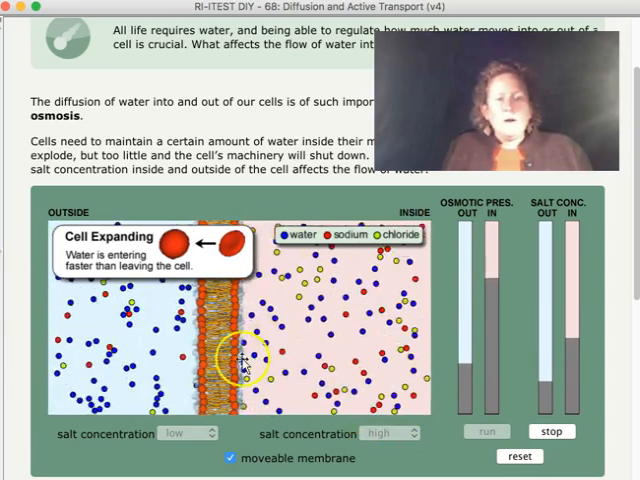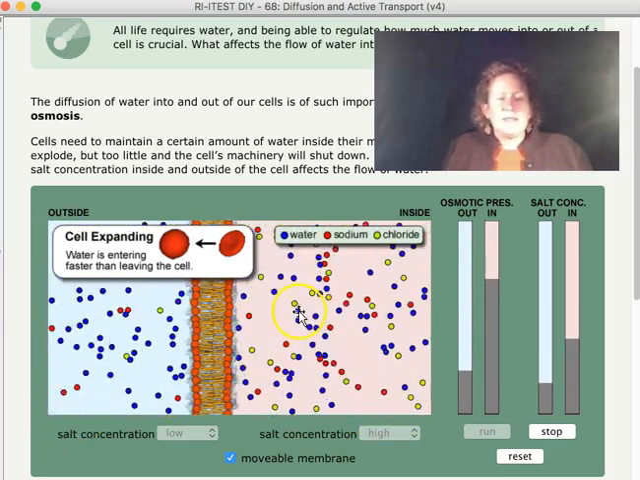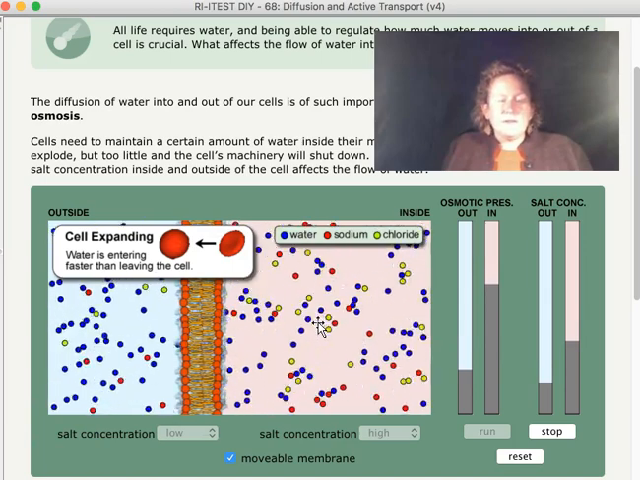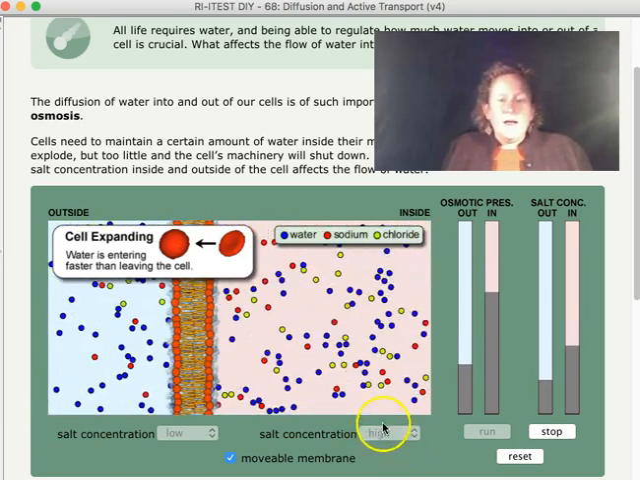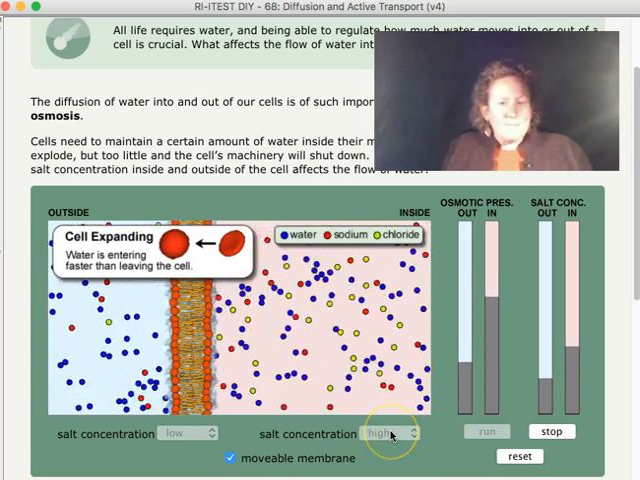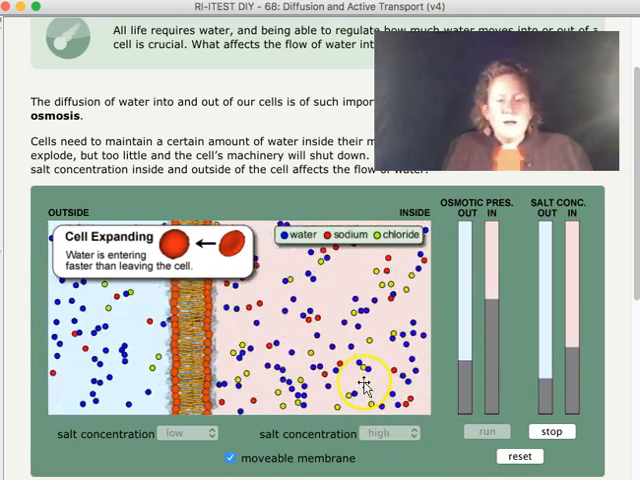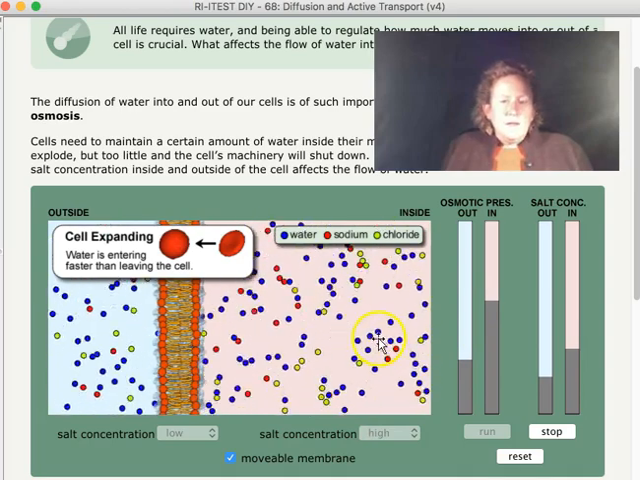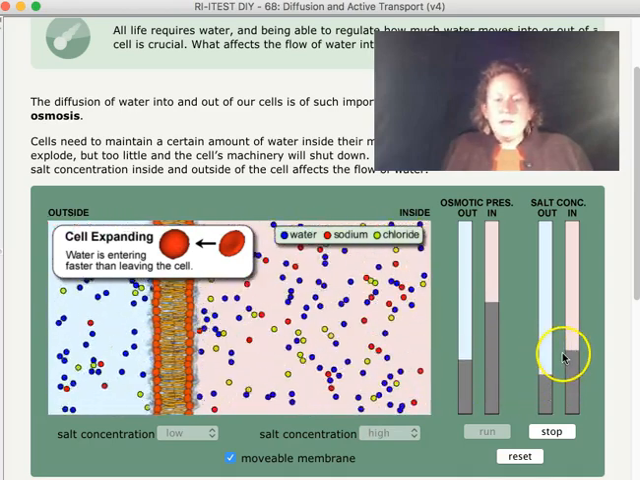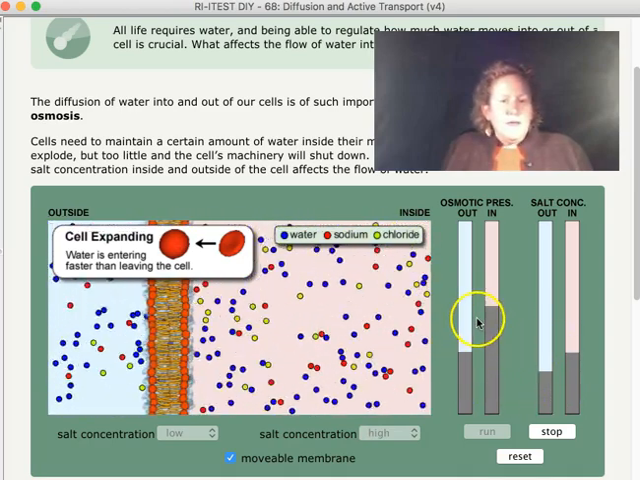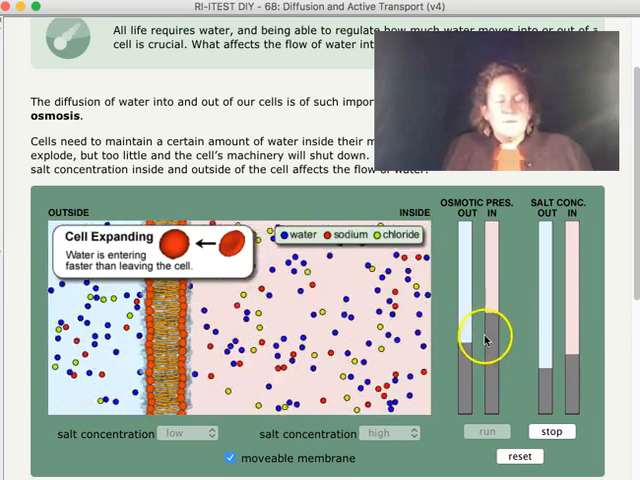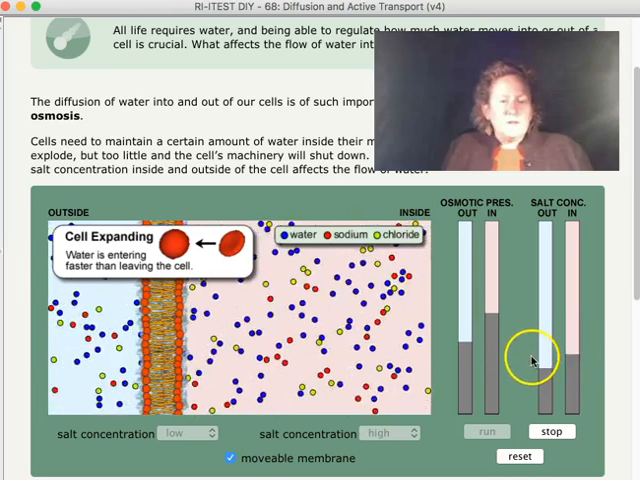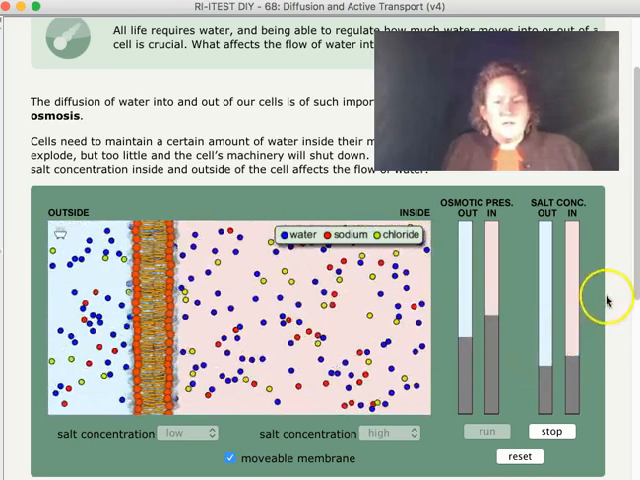This time, we know water is going into the cell. It's entering the cell because the cell is expanding. Water is coming into the cell to dilute the high salt concentration. It's going through the aquaporins and diluting the concentrations, and it's trying to even everything out. As this evens out, the osmotic pressure will even out as well. So as the concentration changes, the osmotic pressure will change as well.